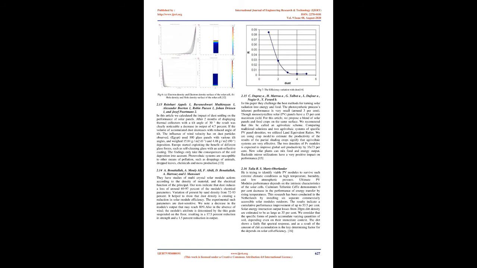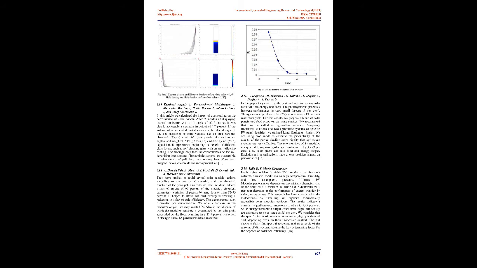Factors used to determine the power output, such as semiconductive material form, solar radiation incompatibility with cell absorption, photoelement spectrum sensitivity, and cell designing. Upon production, the performance of production of monolayer silicon solar cell approaches 12%, which in the present world is much stronger manufacturing. In this article we calculated the impact of dust settling on the performance of solar panels. After 2 months of displaying thermal collectors with a tilt angle of 30 degrees, the result was clearly noticeable, a decrease in output of 4.7%.